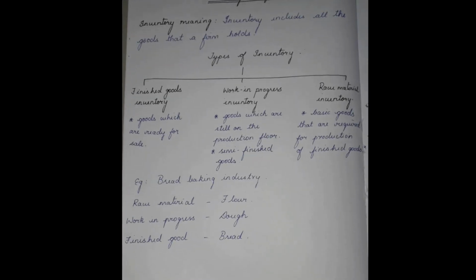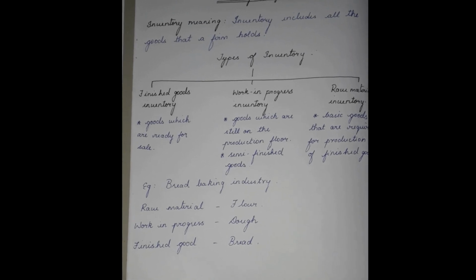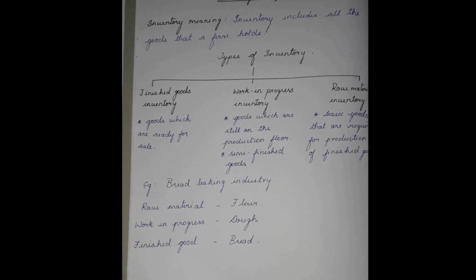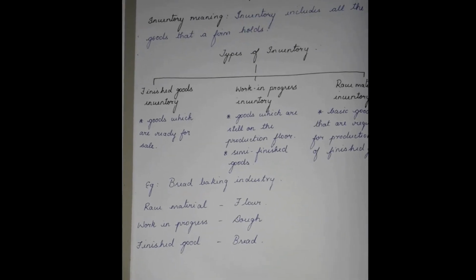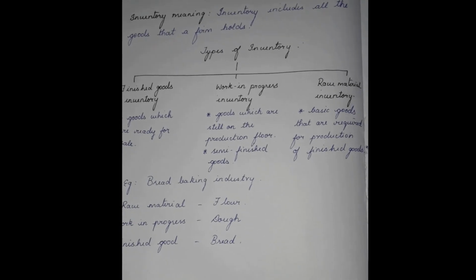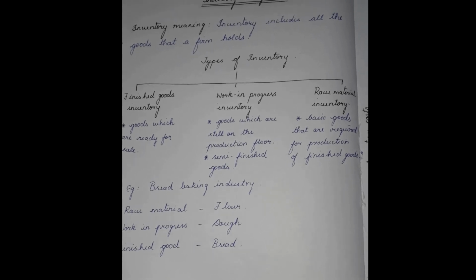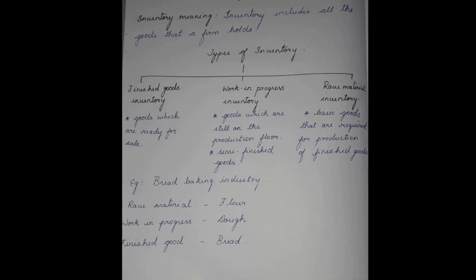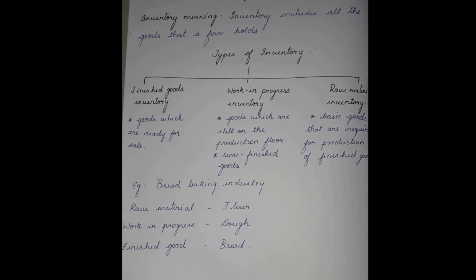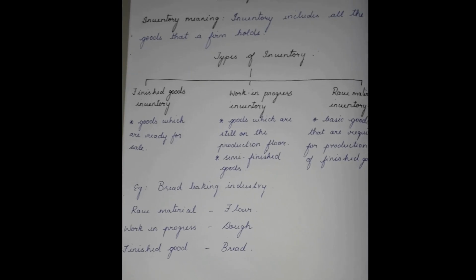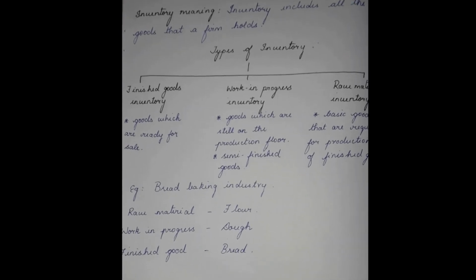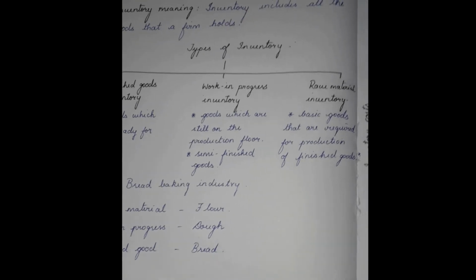Finished goods inventory will consist of all the goods whose production process is complete and they're ready for sale. Work in progress inventory will consist of all the goods which are still undergoing the production process and are yet to be completed as a final product. So they're basically in the semi-finished stage.